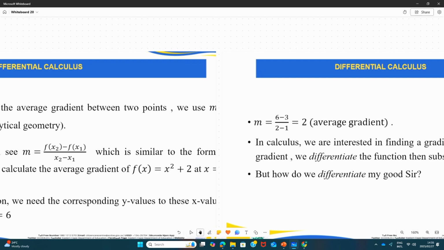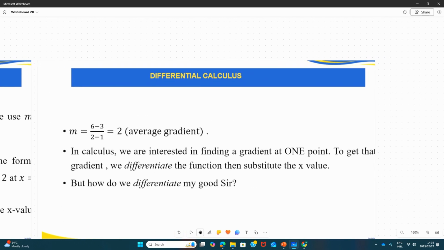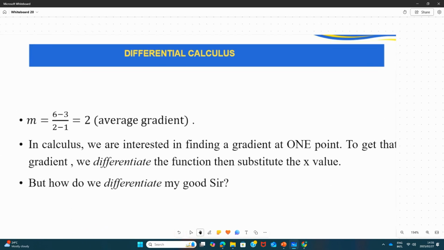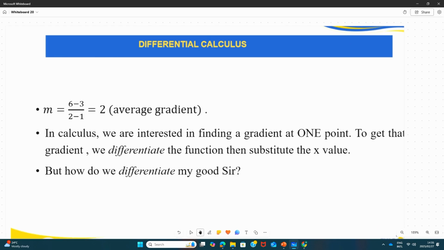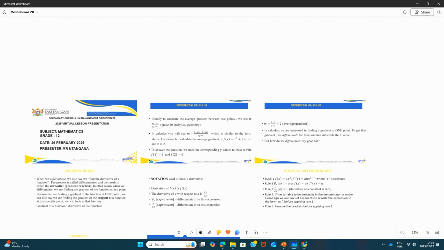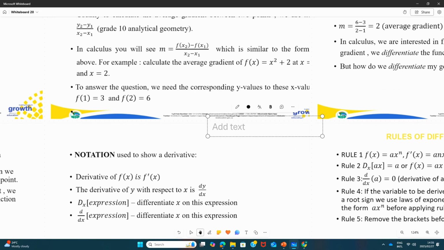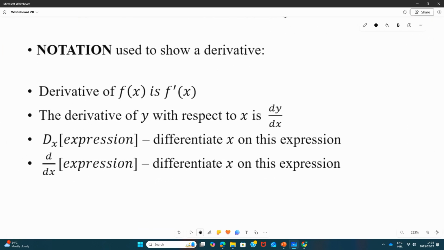But now in calculus, we are interested in finding the gradient at one point. We are finding the gradient at one point. So to get that gradient, we differentiate that function and then we substitute the x value into the derivative. But how do you differentiate? Before we get to differentiation, we can look at the notation first, on how you see a derivative, or how you differentiate.